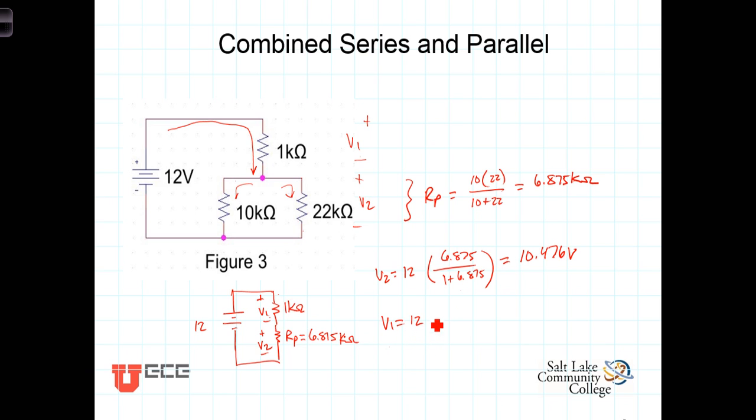Similarly, we can calculate V1, the voltage across the 1 kilo ohm resistor. That's going to be 12 times 1K divided by 1 plus 6.875. And that then equals 1.524 volts. And again, for consistency, let's just point out then that the voltage drop across here plus the voltage drop across here has got to equal 12 volts, or V2 plus V1 is equal to 12 volts.